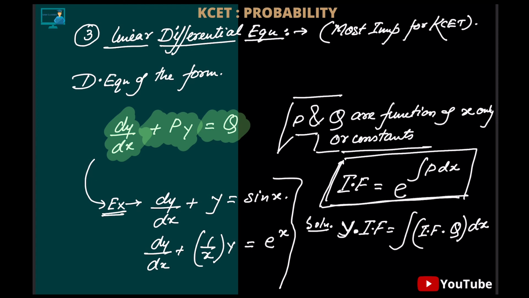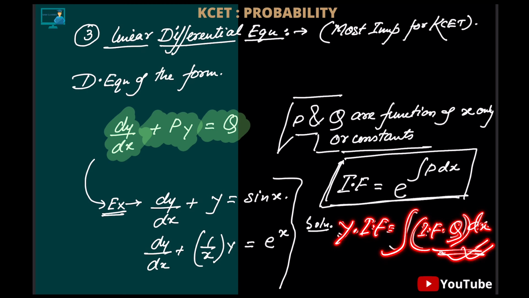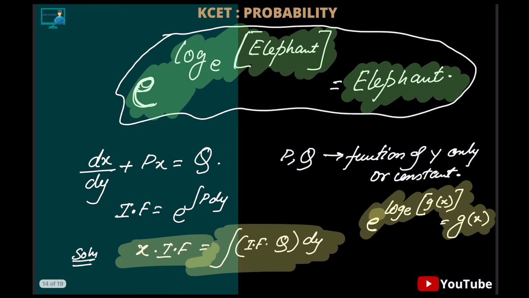Now, how do you find the solution? y into the integrating factor is equal to the integration of integrating factor into Q dx. That's it. This is our final answer. Now, before understanding that, this is the most important thing because you'll be using this a lot. What is this formula?